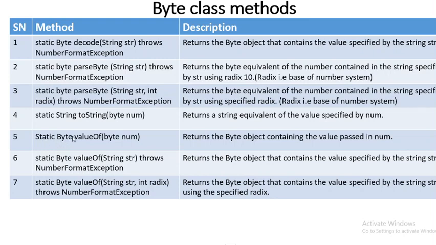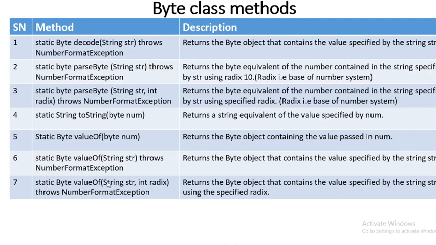Return type is Byte object, valueOf in brackets primitive type byte number. Boxing method. So whatever byte number you are using over here will be converted into a Byte object. Static method. Return type is Byte object, valueOf in brackets String str, throws NumberFormatException. So whatever string you are using over here will be converted into a Byte object, and if this conversion is not possible, it will throw NumberFormatException.